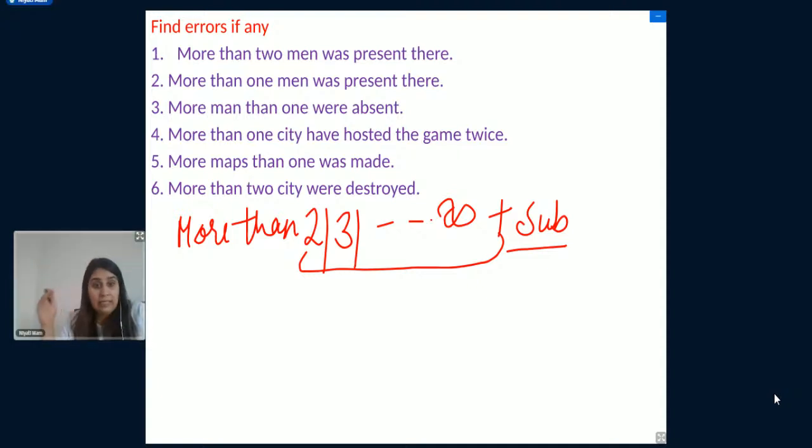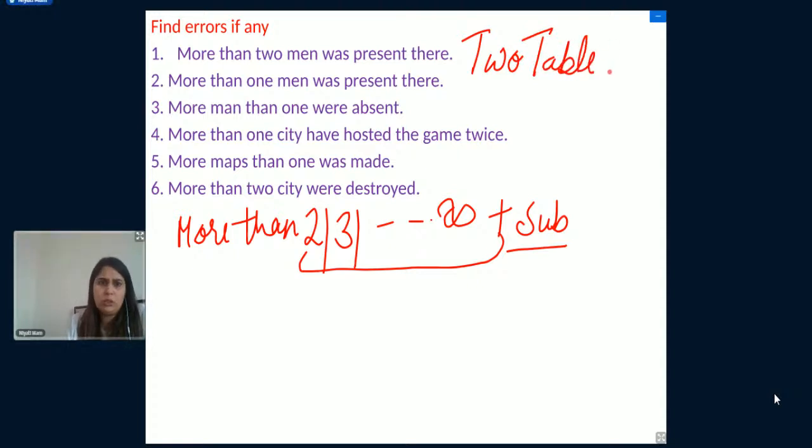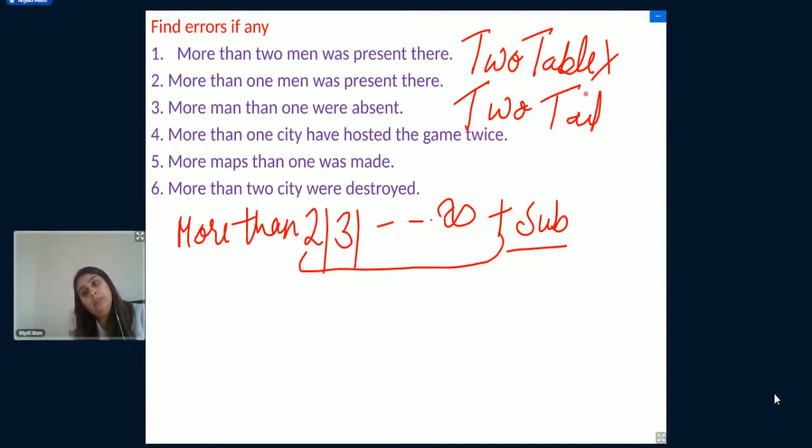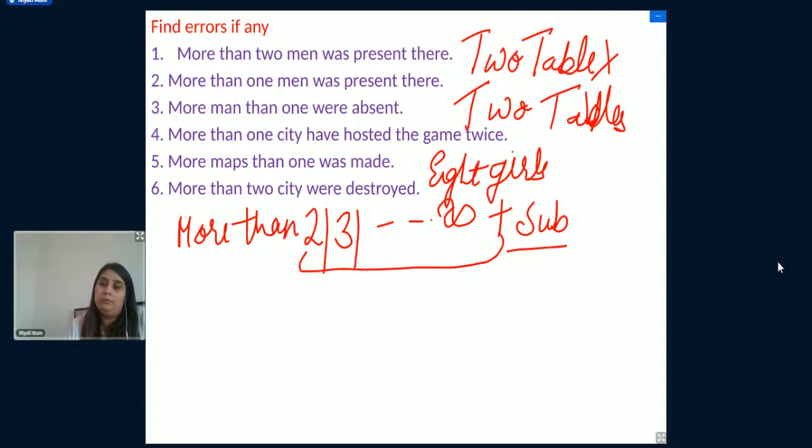Right? And these all are plural words. And with plural words, we can never write 2 table. No, this is wrong. 2 tables. 8 girls. 10 boys. So with any number except one, we always use a plural word.